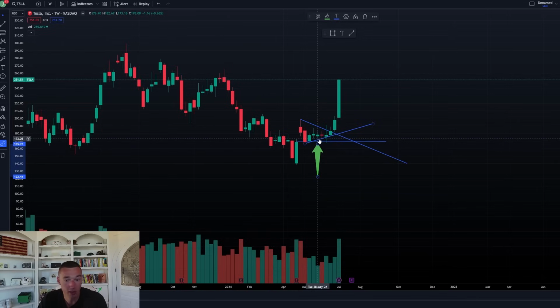Put your contracts out a month or two, right? Or just add equity and hold until you have a weekly close below a certain level or a daily close below a certain level. Same risk reward would have applied.